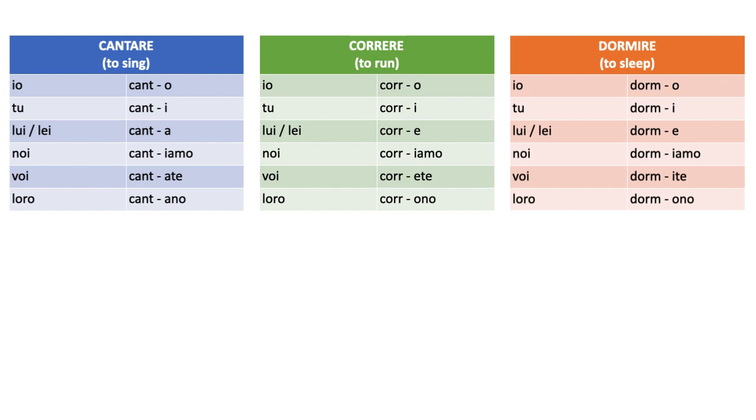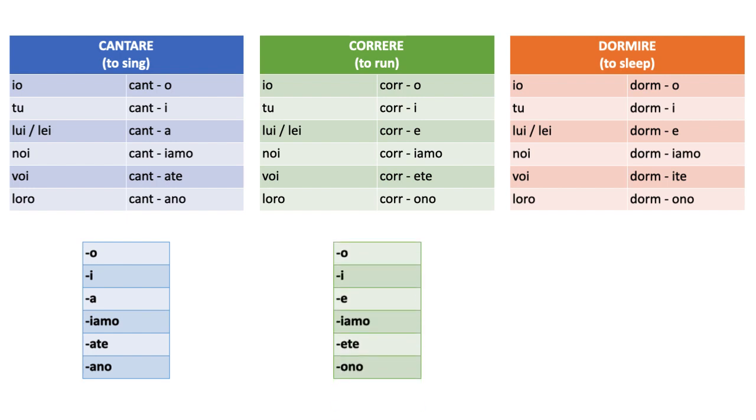And again, the one thing we need to memorize is the endings. So the endings for are: o, i, a, iamo, ate, ano. For ere they are o, i, e, iamo, ete, ono. And for ire, they are o, i, e, iamo, ite, ono, right? So if you know this, you basically know the basics, the very, very important basics of Italian conjugation of regular verbs. I know that some of you are thinking, well, we are missing something.